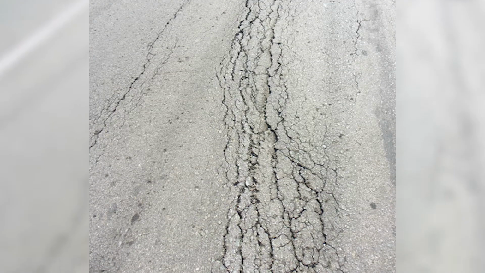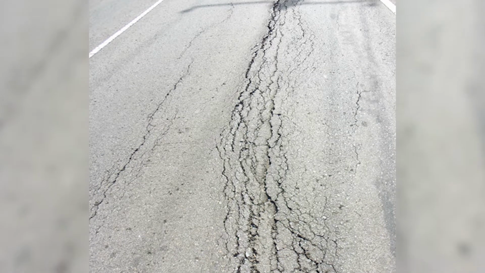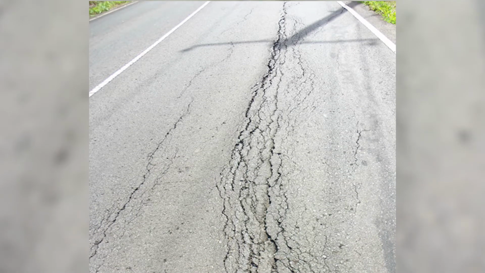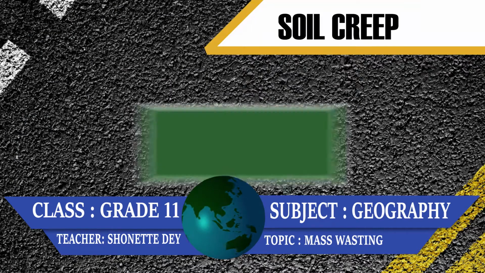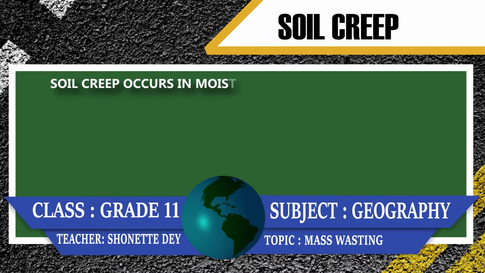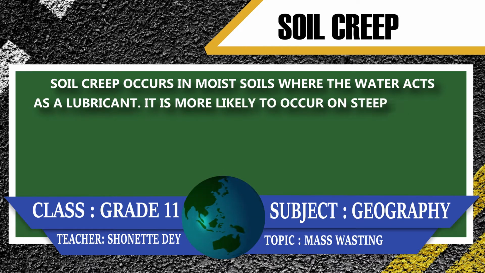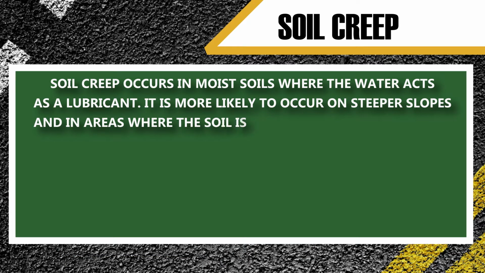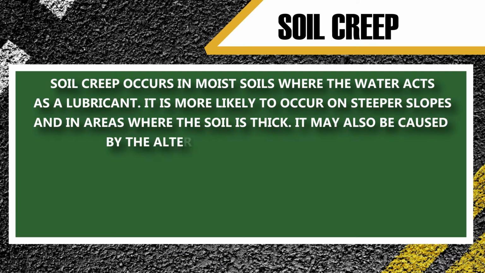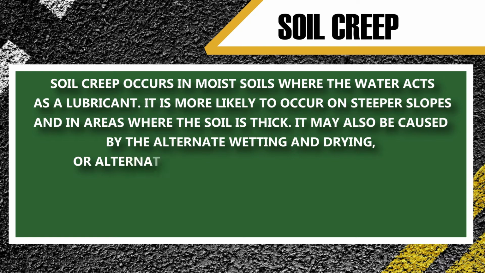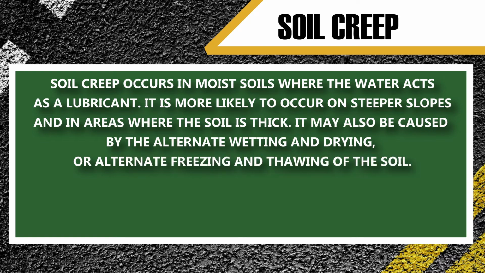Now, living in Guyana, if you have a look at the image on screen depicting soil creep, we have seen this a lot. Soil creep occurs in most moist soils where the water acts as a lubricant. So if you're traveling on a road and you happen to see this, know that there is water or some form of moist soil below that road. This can also be caused by the alternate wetting and drying, or alternate freezing and thawing, of the soil.